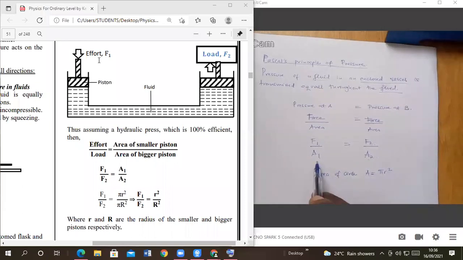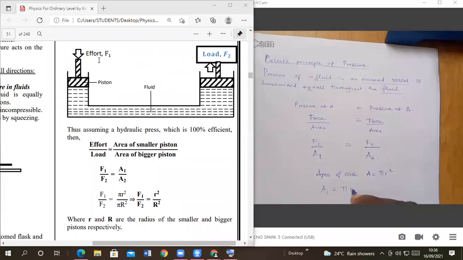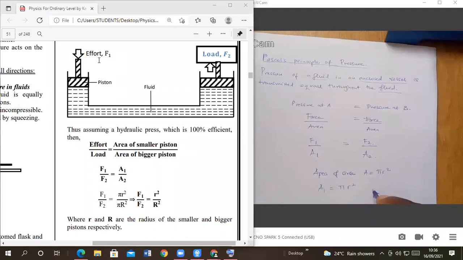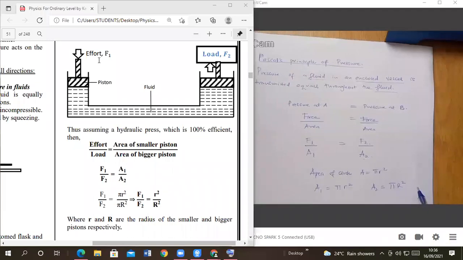If at all we are to find the area A1, then area A1 will be given as pi r squared. Okay, then A2 can be equal to pi capital R squared, because I'm using capital R for A2, because at A2, this side, this is where we have the bigger piston, and A1, this side, this is where we have the smaller piston. So A1 is for the smaller piston and A2 is for the bigger piston.